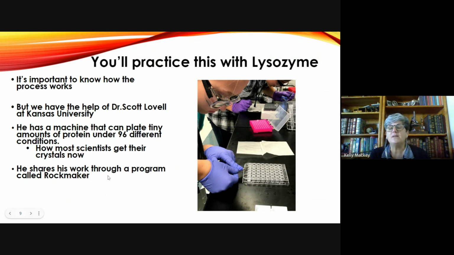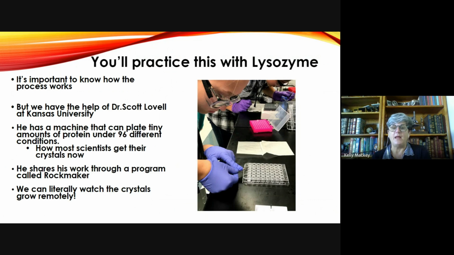And what he does when he gets our proteins from that Seattle company, he puts a plate together. And then he shares his work with us through a program called RockMaker. RockMaker has cameras on it at all times so that you can watch the crystals grow here from wherever you are. You can watch what they're doing in Kansas.